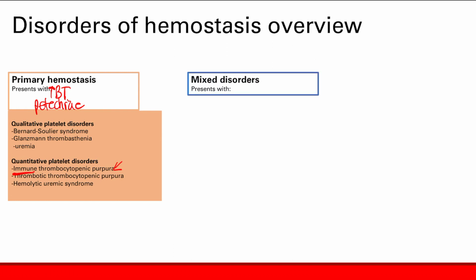Now, mixed disorders. What were the mixed disorders? First of all, how would they present on the labs with the bleeding time and the PT/PTT? Well, we have problems with both primary and secondary hemostasis here. So we have increased bleeding time and increased PT or PTT. And what did we say? It was von Willebrand disease and DIC.